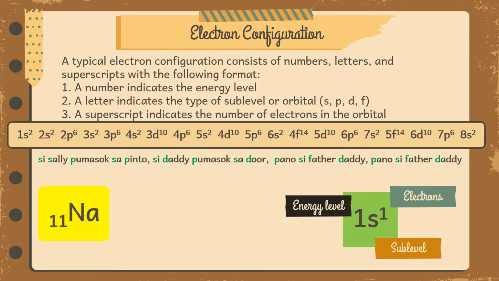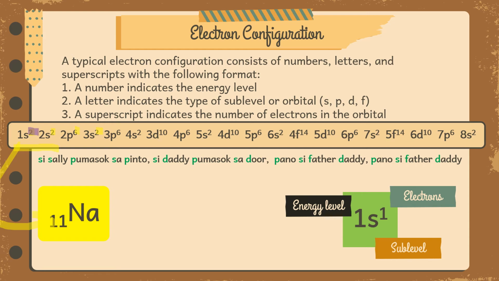Now let's say we have the sodium atom that has 11 electrons. For us to use this electron configuration, we must count the number of electrons, or the superscripts, wherein the total of the superscripts should be equal to the number of electrons of the specific element. So for sodium, we have 11 electrons. So let's count 11 electrons on this electron configuration.